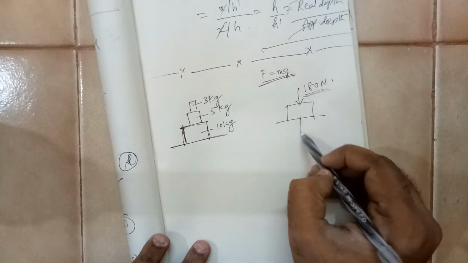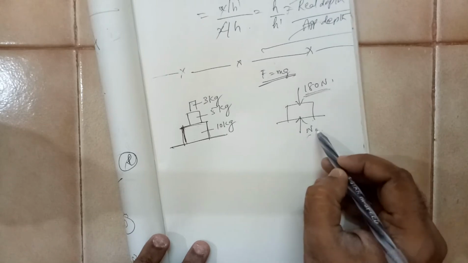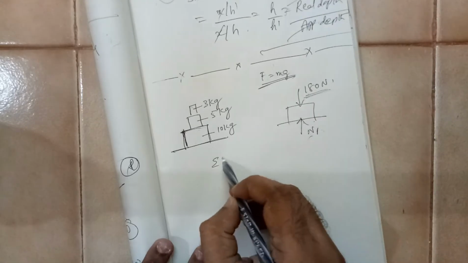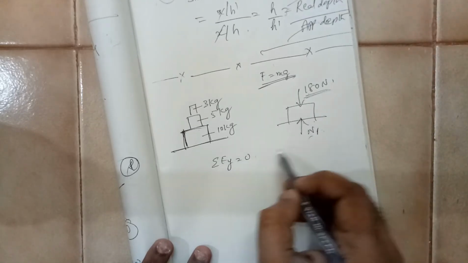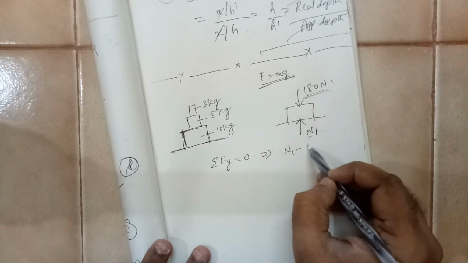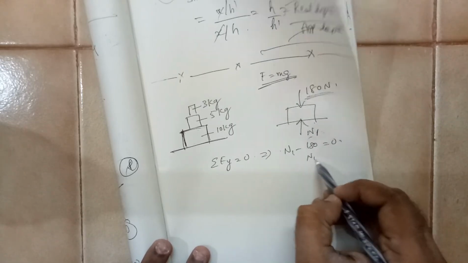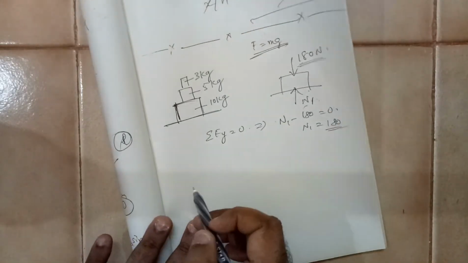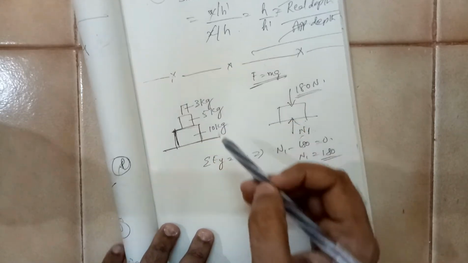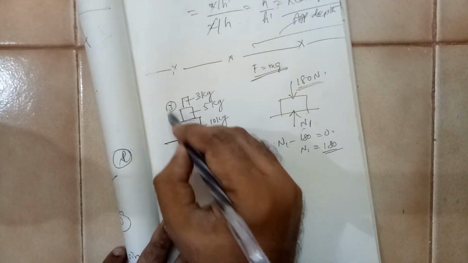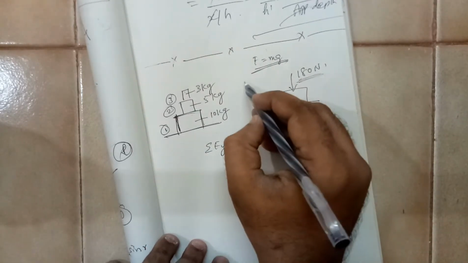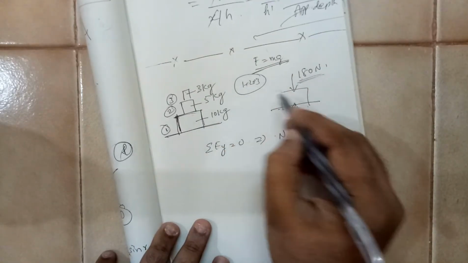So what will be the vertical reaction? Let us say N1. To find the vertical reaction, we put the equilibrium condition: Sigma Fy is equal to 0. Upward will be positive, downward will be negative. N1 will be 180, when all three are together. Now let us come from the top. We will call these blocks block 3, block 2 and block 1. So this is the free body diagram for 1 plus 2 plus 3 together.